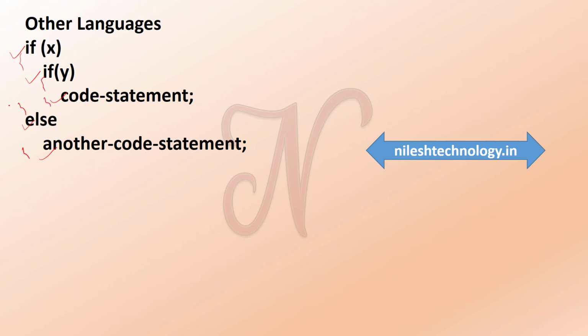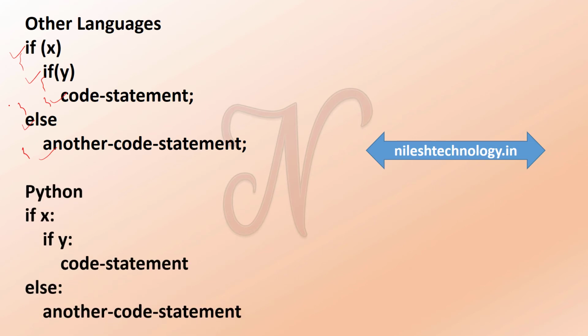See here in Python. If this is one condition, colon, then use one indentation. If y colon, this is two indentations, meaning two tabs.